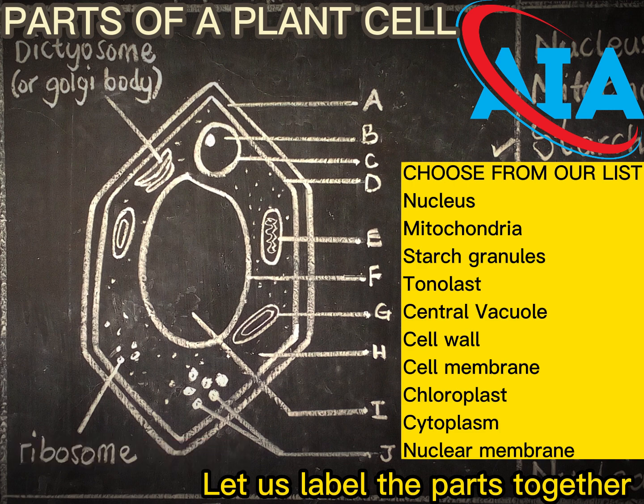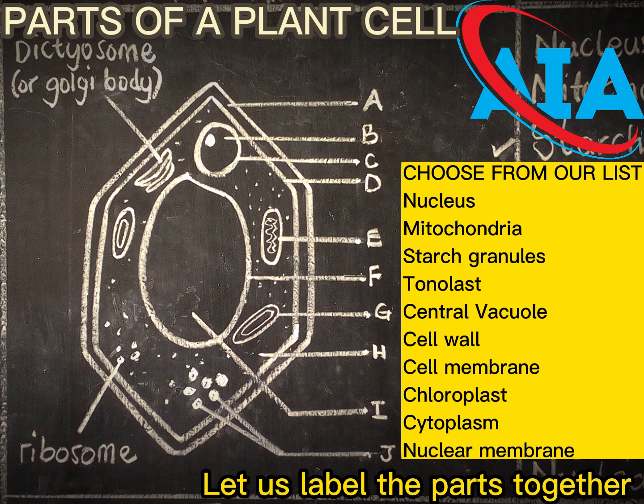What is part E from our list? Part E is the mitochondria. What is part F on our list? Part F is the tonoplast. What is part G from our list? Part G is the chloroplast.